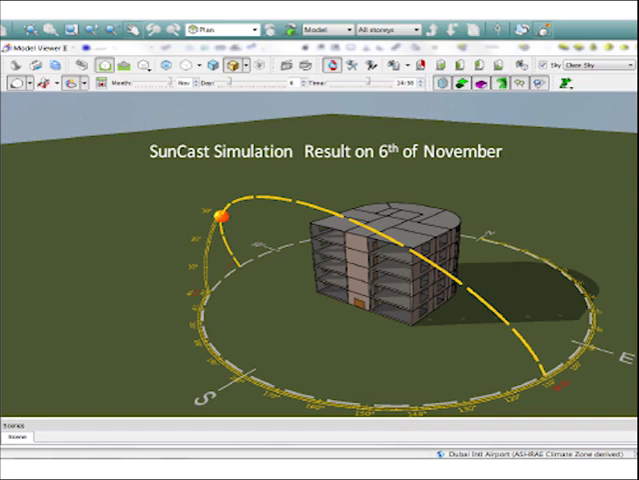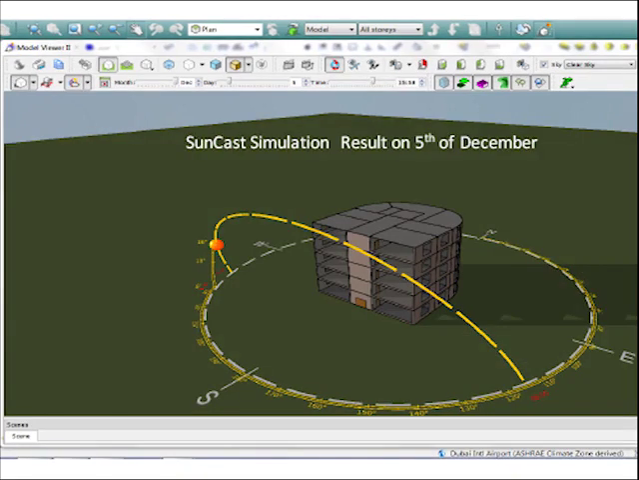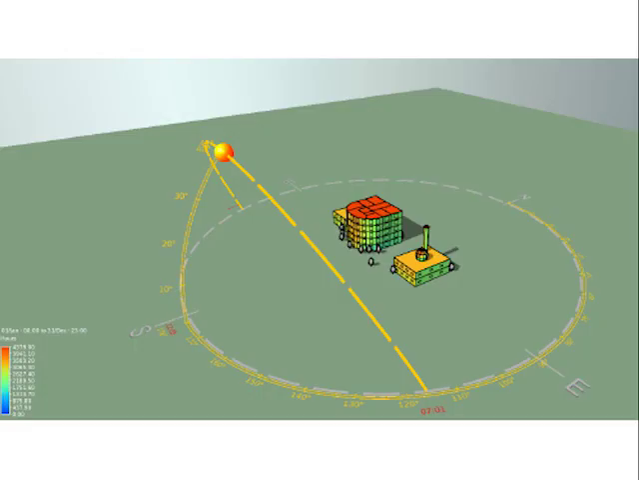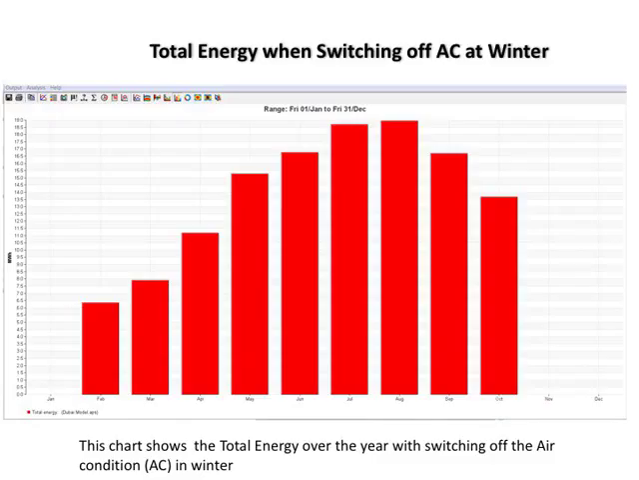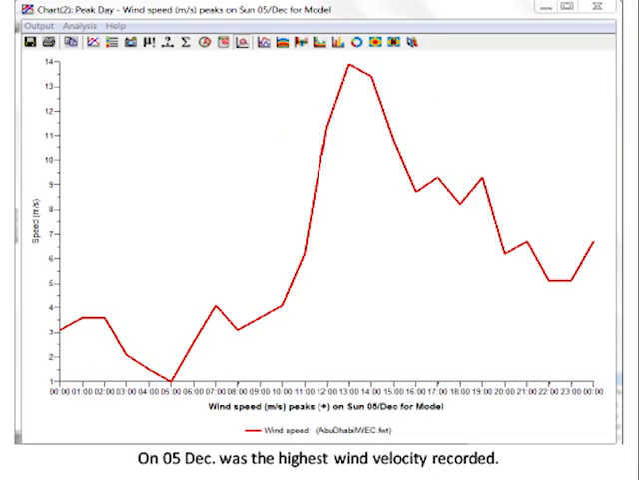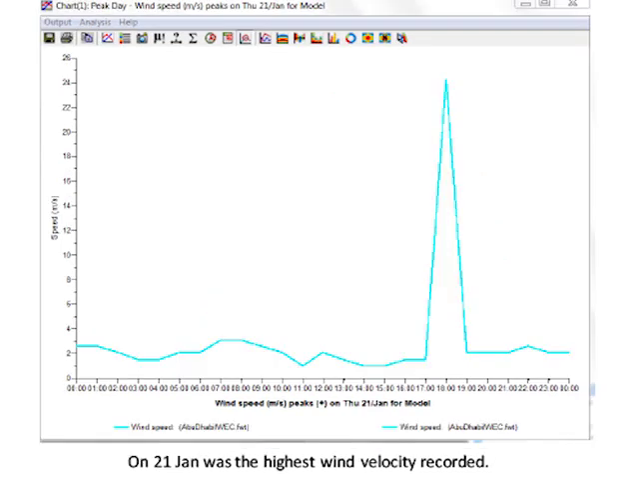This sun cast analysis displays the shade exposure, assuming the coldest day, the 21st, for each month of November, December, and January for the hotel and its neighboring buildings. This chart shows the total energy over the year with the air conditioning switched off in winter. According to model analysis for the weather, this chart shows the highest wind velocity per month. Among all, the highest is on January 21st.